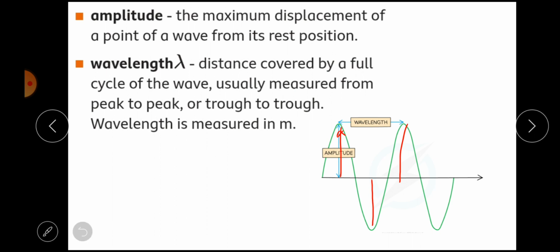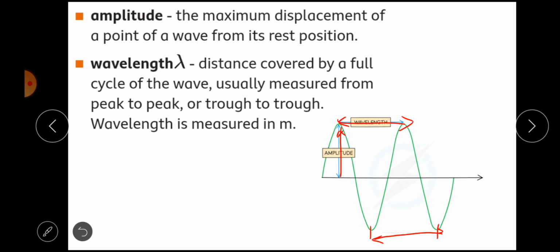Wavelength. What is a wavelength? A wavelength is the distance covered by a full cycle of a wave, usually measured from peak to peak, as shown in the diagram. You need to be careful in the exam. Learners often show the wavelength incorrectly, so first identify the peak or the trough. Here, these are the highest points, and now we can draw the wavelength.